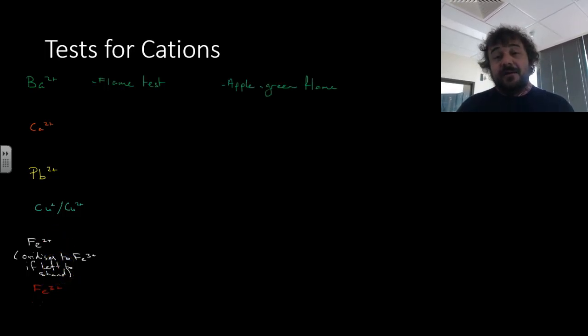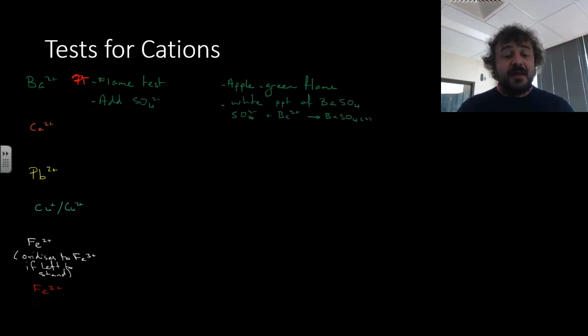So when we test for barium, the first test we would do is going to be our primary test, and the second one will be our secondary test. We're going to do a flame test, and we'll get an apple green flame. That's how we test for barium.